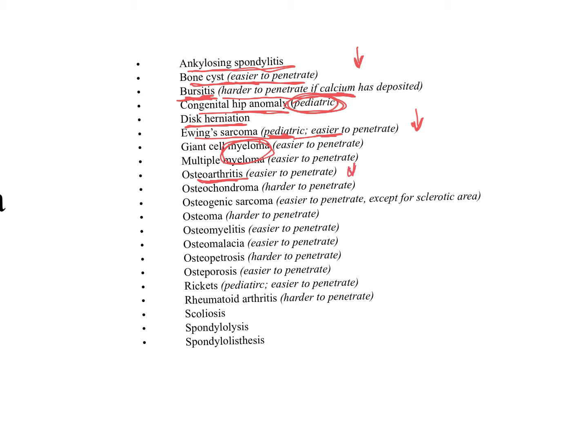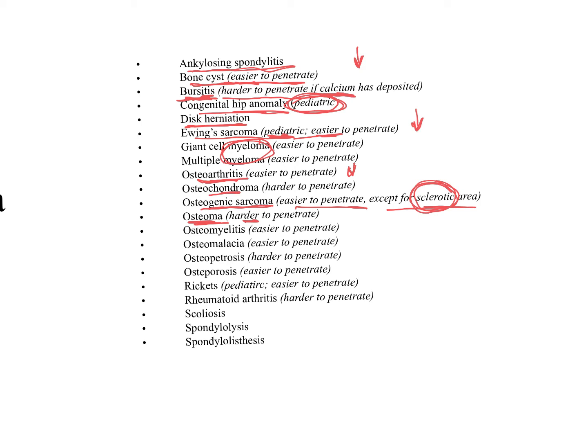And the next one, osteochondroma, is a benign outgrowth of cartilaginous tissue, and it can be usually pediatric or at least young adult most often. Osteogenic sarcoma, a little easier to penetrate, except for the sclerotic area. Sclerotic means kind of hardening. Osteoma is a benign round tumor, and it's a little harder to penetrate.